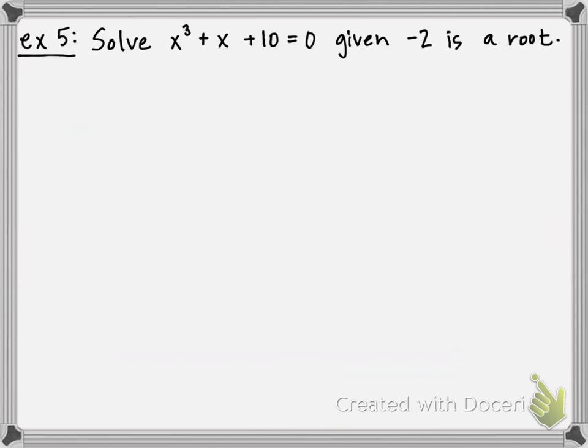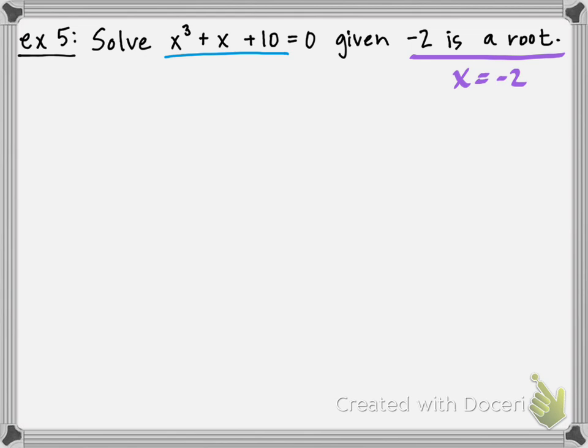For example 5. Example 5 says solve x cubed plus x plus 10 equals 0, given that negative 2 is a root. So they're not giving us a factor. Instead, they're giving us that x value of negative 2. Like I said before, make sure to always check, do you need a placeholder? In this case, I do. I see that I'm missing that squared term.